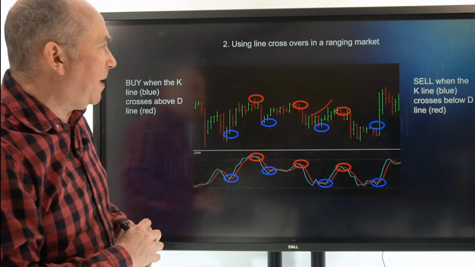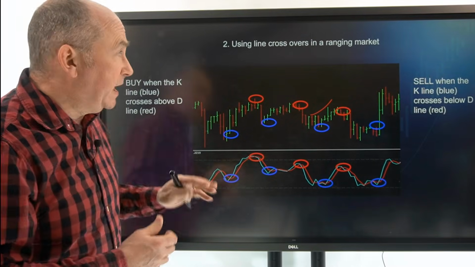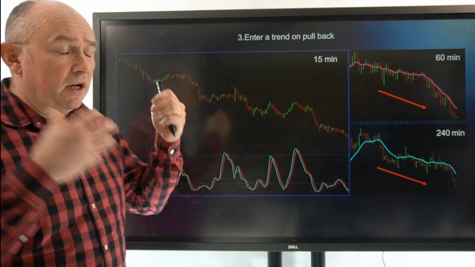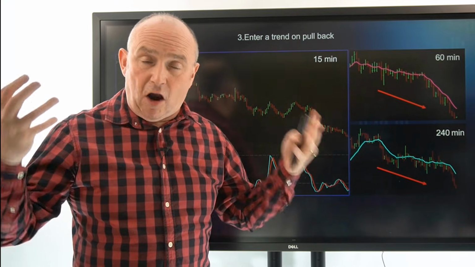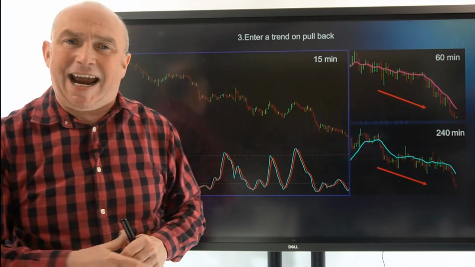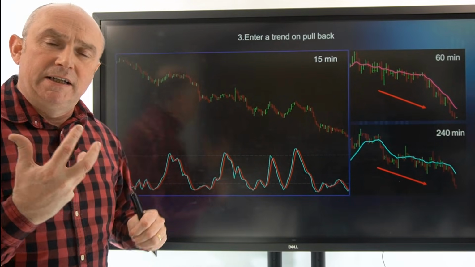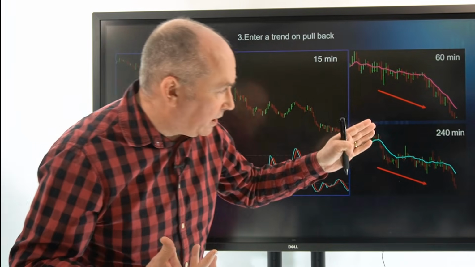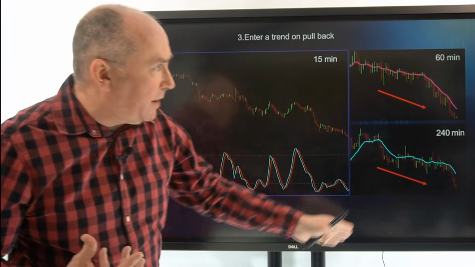And the last one I want to talk about, the one I particularly like using, is basically using the stochastics to enter a trade within a trend. Now, I'm a trend follower intraday. I love to follow trends, but I always like to look at the higher time frame to determine the direction of the trend.